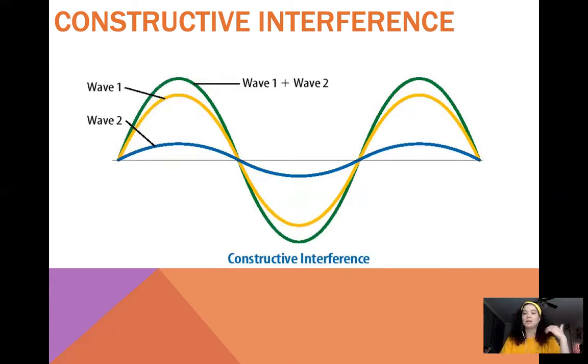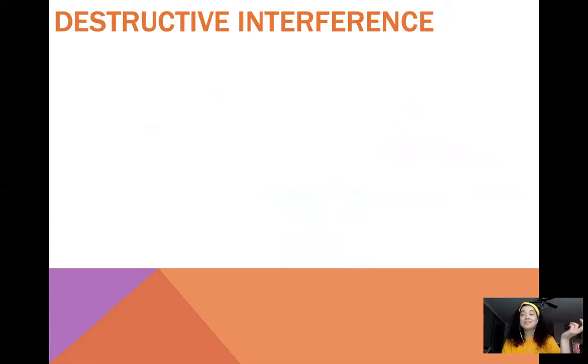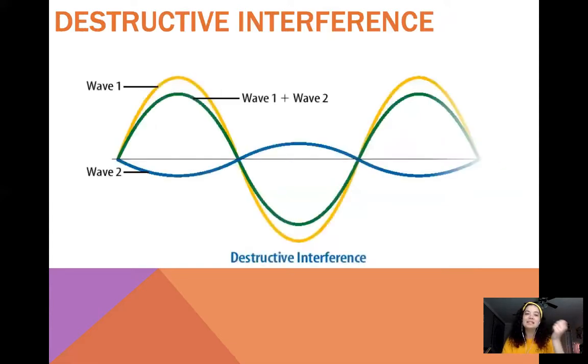But if there's constructive, what else do you think there is? Destructive. In destructive interference, we actually wind up with a smaller wave. We've got wave 1 in yellow, wave 2 in blue. And when we add them together, we're still adding the waves together, we get a smaller wave in green than we would have with either wave by themselves. So make sure you jot down these little examples so you can see the difference.